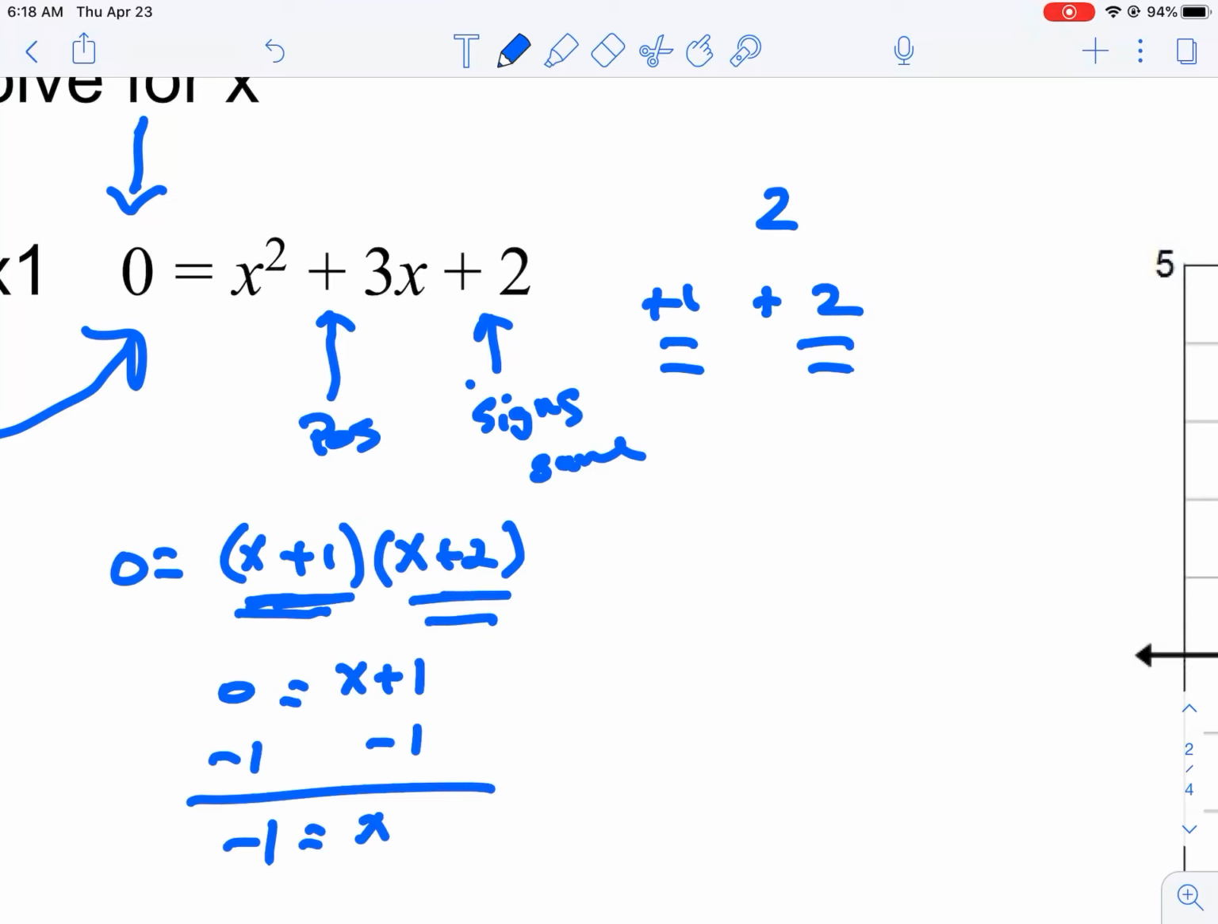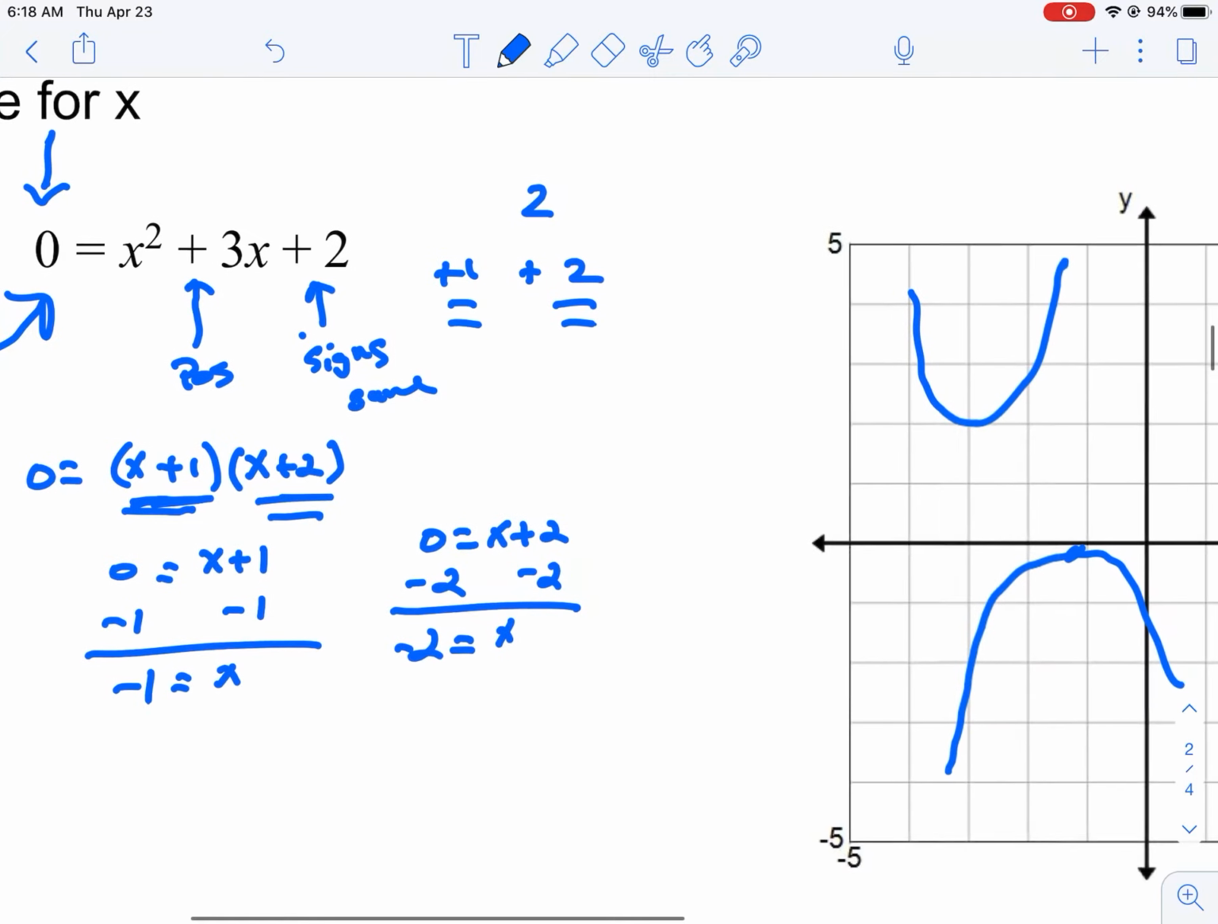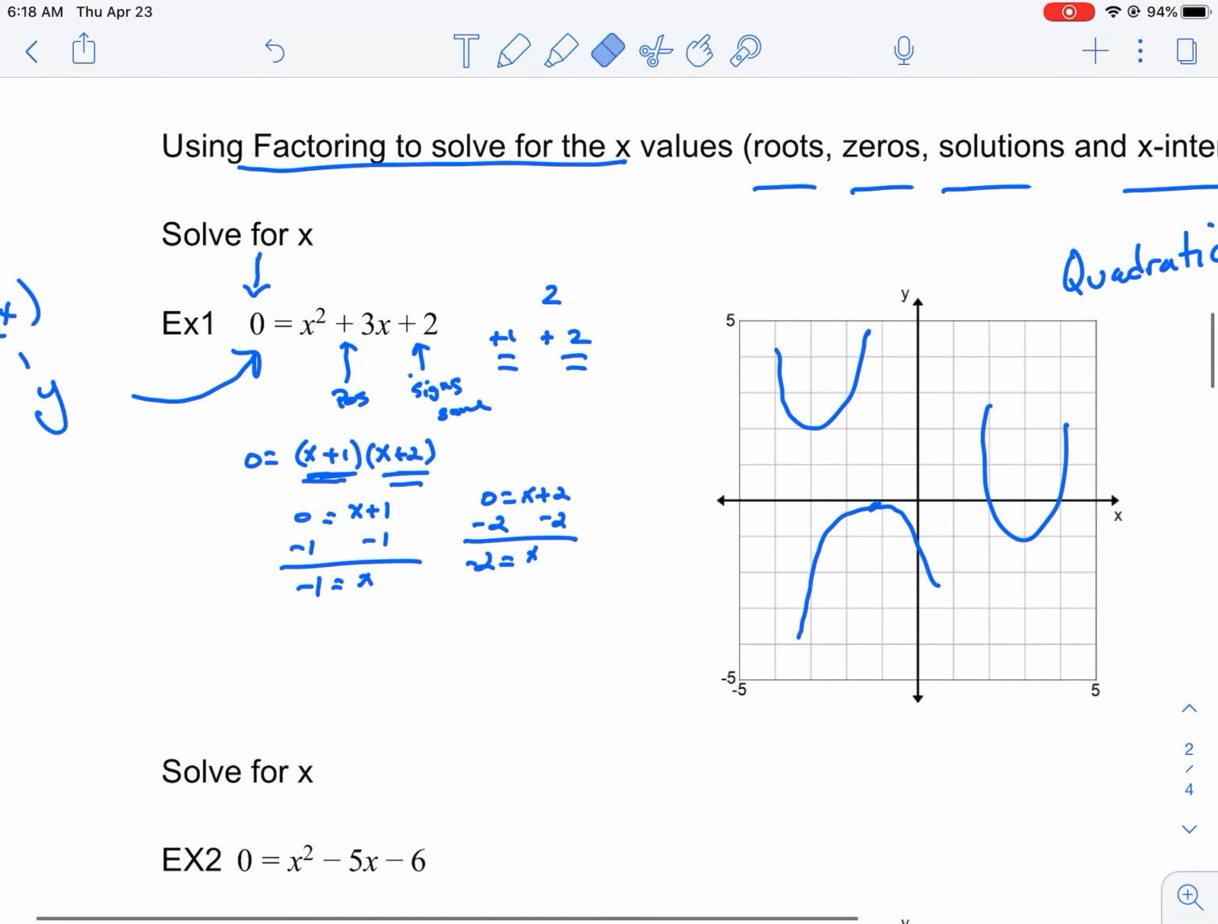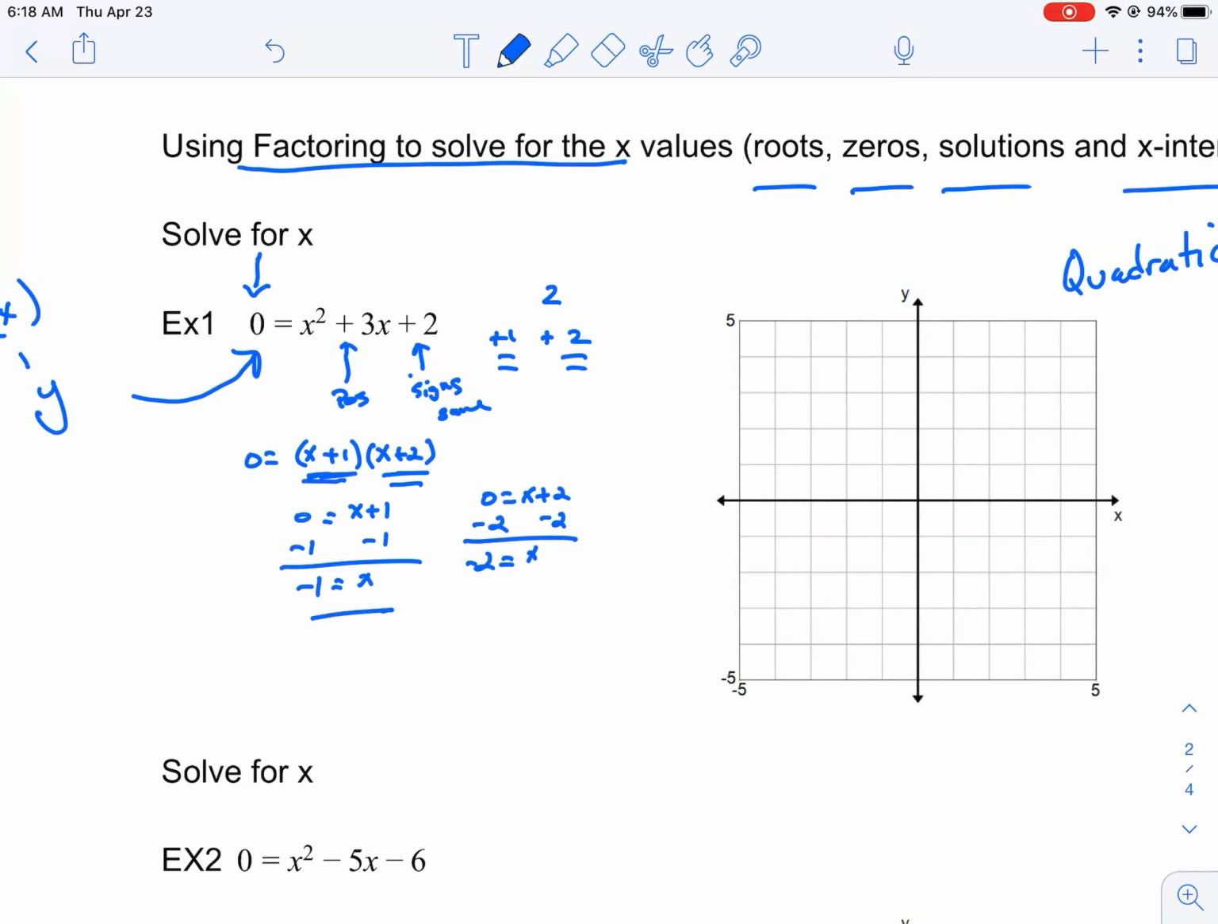The other one is to take the second one and set it equal to 0 and solve. And we get x equals negative 2. So our possible answers are, and again, I'm going to do some erasing here, right? Our possible answers are negative 1 and negative 2. So what we're saying is right here and right here is where the parabola crosses the x-axis. When y is 0, notice that right here, that y is 0, we go over to negative 1, we go over to negative 2. That's where the parabola crosses.